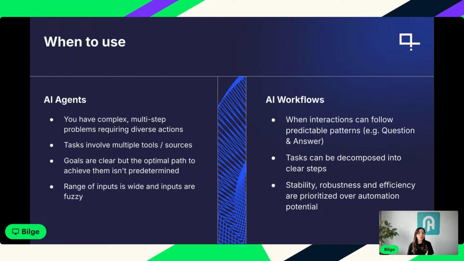Whereas if you have a very common use case, such as question answering, if you can see the predictable pattern, if you know the task, and if you can decompose them into clear steps, then it makes sense for you to use AI workflows. And on top of that, I think it also boils down to stability, robustness, and efficiency. So if these are important for you, independent from your use case, it makes sense for you to use AI workflows.